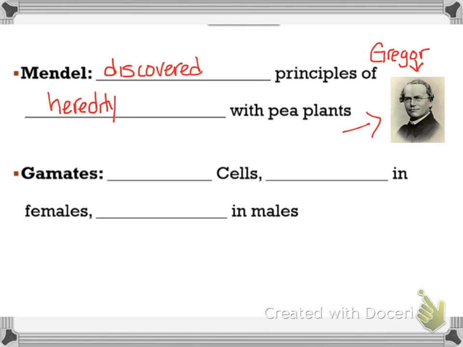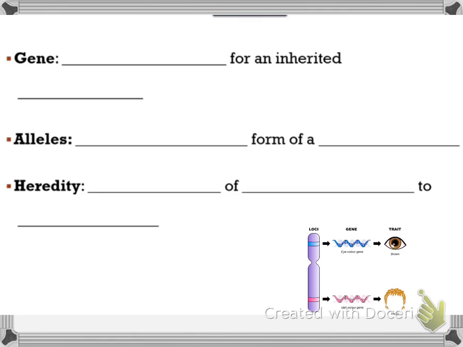Okay, so next we have gametes, which is a review. You know this from when we talked about body systems. But we have sex cells. The egg is in female and sperm is in males. Our next term is gene. You should know this one from last week. Instructions for inherited traits.